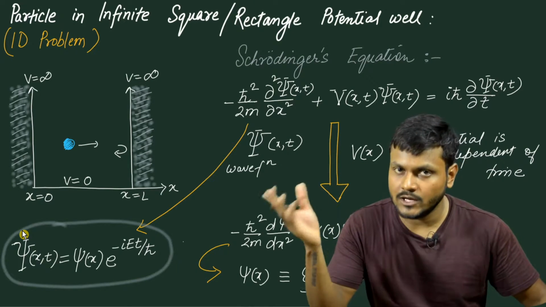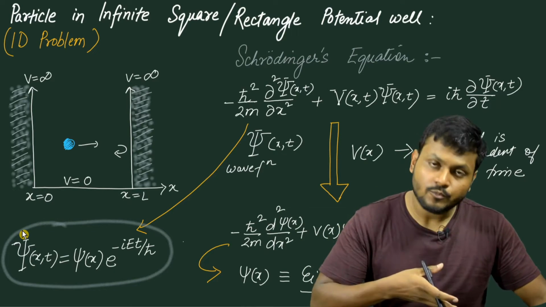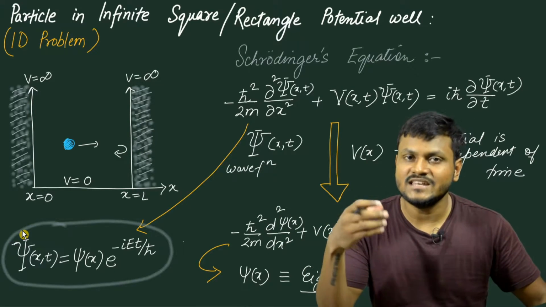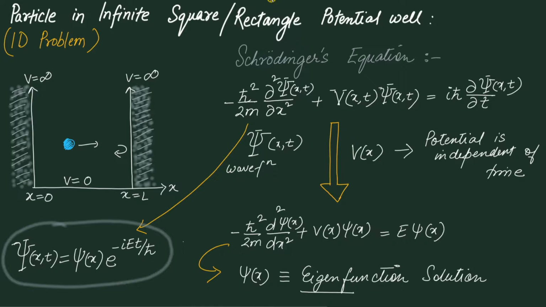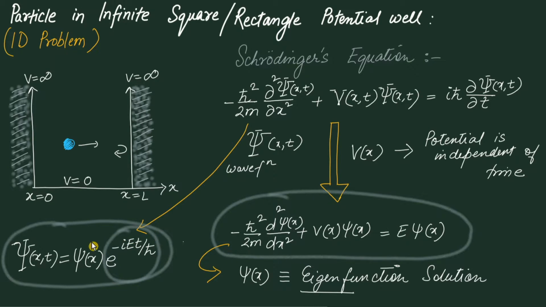If you're interested, you can take a look at that. Because our problem is so simple, because the potential is independent of time, instead of starting with the time dependent Schrodinger's equation, we can straight away start with the time independent Schrodinger's equation, which is in fact what most people do. However, it is important to remember that the solution of this time independent Schrodinger's equation is not the actual wave function. It needs to be multiplied with this particular term to make it the actual wave function. So let's begin the problem.